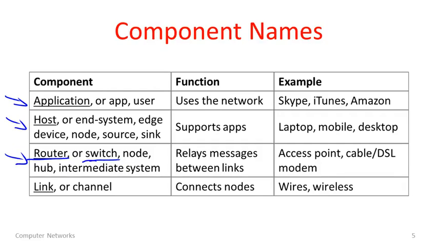And you've probably already seen at home different kinds of routing devices or intermediate systems. Things like your wireless access point or your cable or DSL modem boxes are all serving this role of relaying messages. And finally we have links, or sometimes channels, whose purpose is to connect all of the nodes so that we can actually get the messages across. Besides wires, there's also the case of wireless. Wireless is providing a link. It's really providing a way to relay, to connect the different nodes so that messages can be relayed.